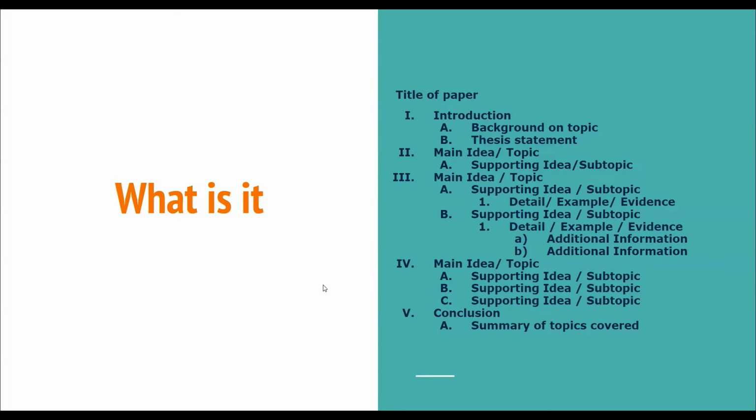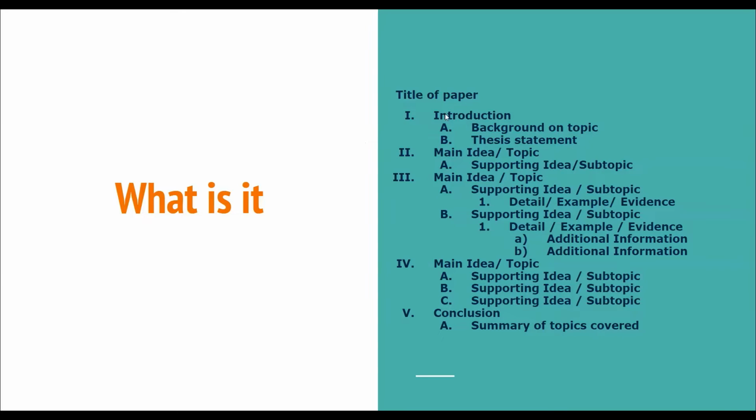And today in the Librarian Explains, we're going to be talking about outlining a paper. So an outline is an organization of your paper. So you break it down into different sections.